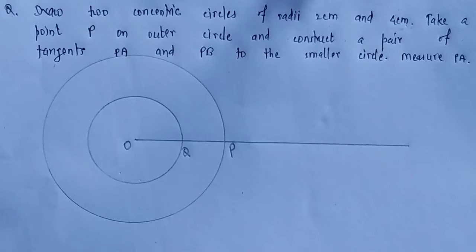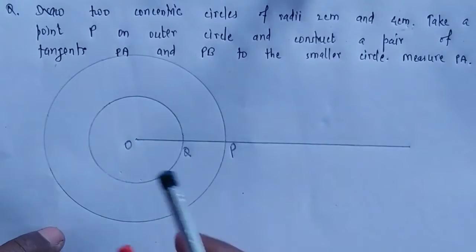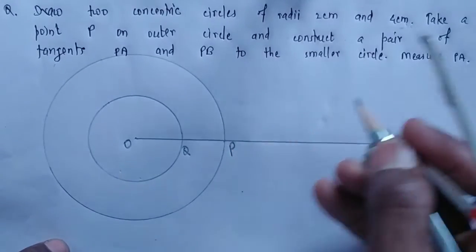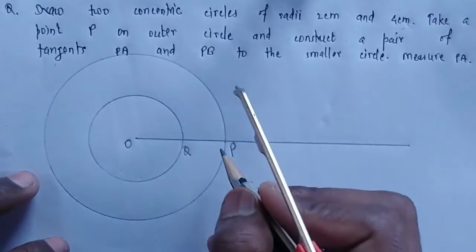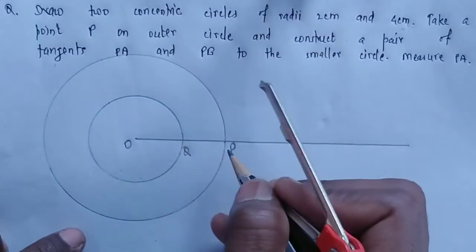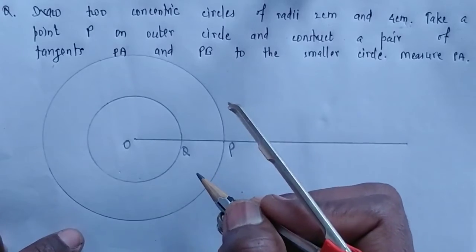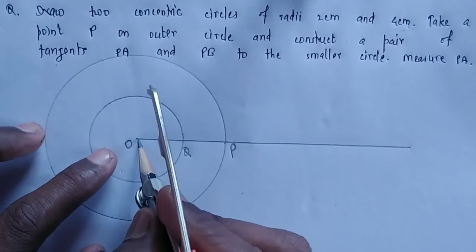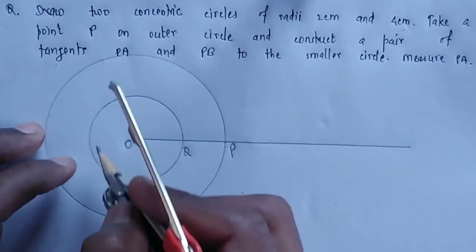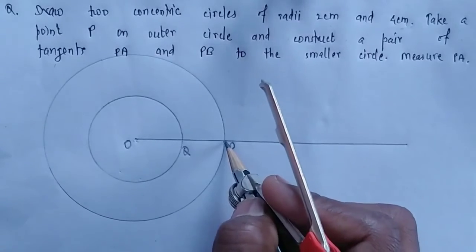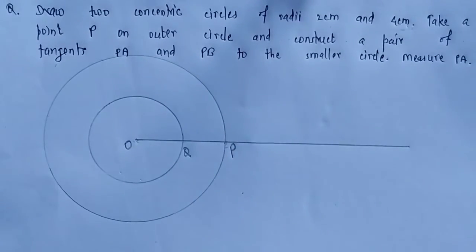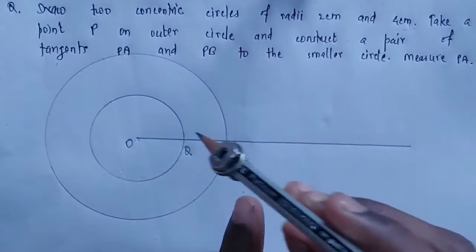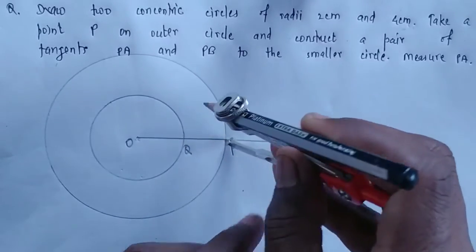Now we have to draw a pair of tangents from the point P on the outer circle to the smaller circle, PA and PB. So we have to divide this line segment OP, where O is the center of the smaller circle and P is the point from where we have to draw a pair of tangents, into equal parts. It is very easy, and we already know how to divide this line segment.